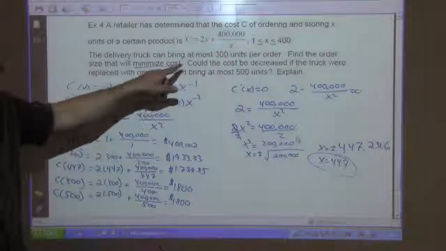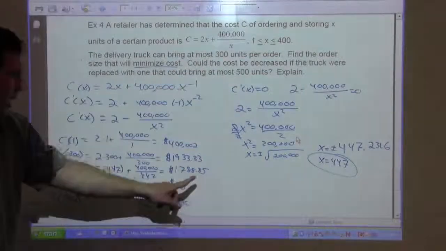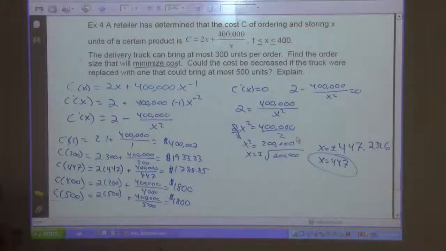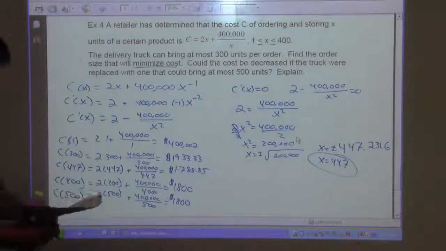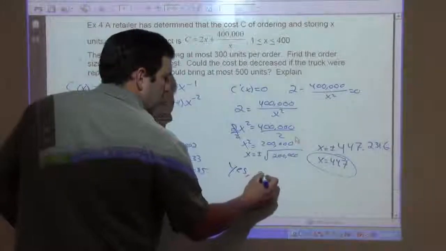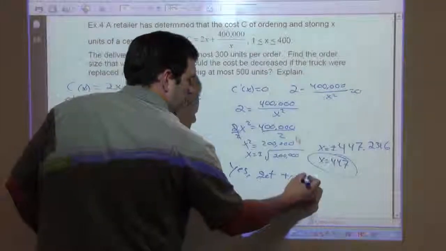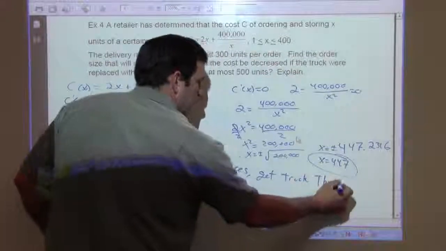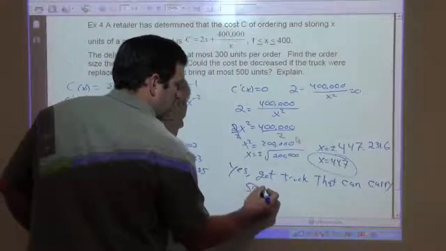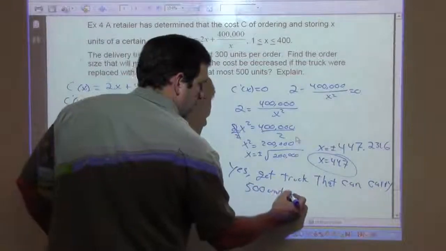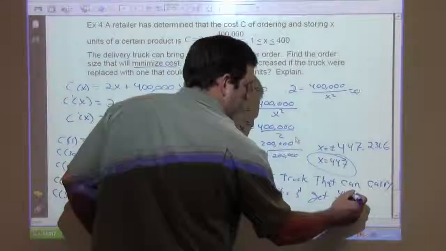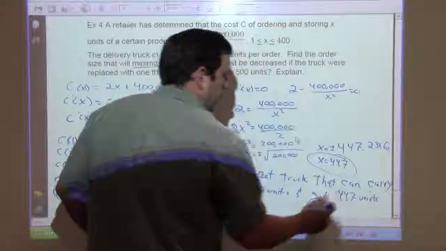So if we could get a bigger truck, one that holds 500 units, yes, go for that, and we'll get 447 units. And that's the cheapest cost. So yes, get a truck that can carry 500 units, and get the 447 units.